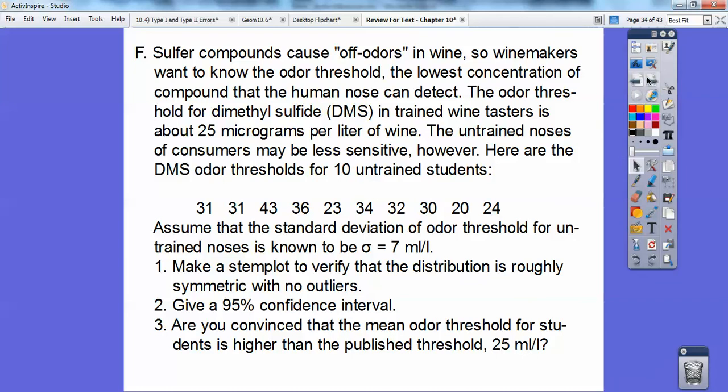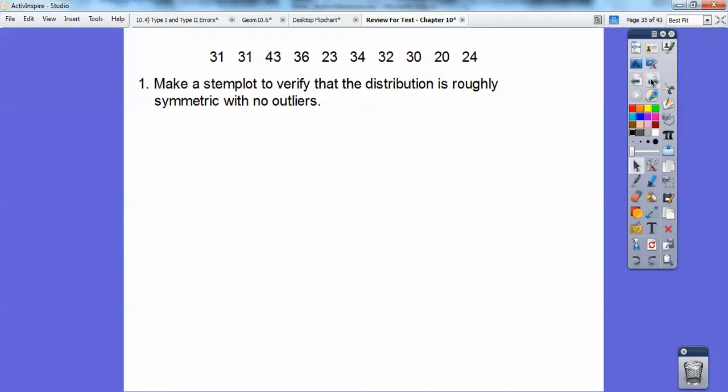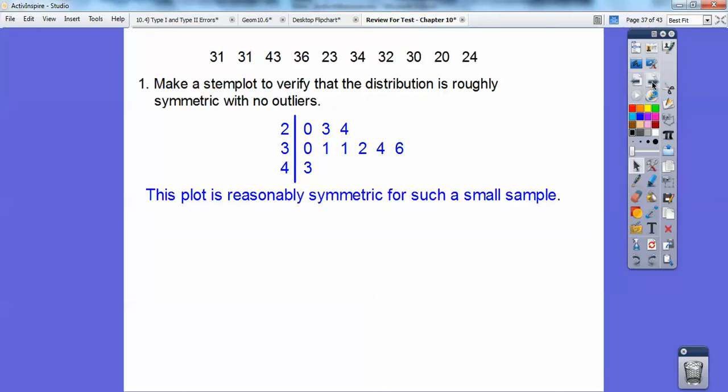Alrighty, so here we go. We're going to make a stem plot to verify this. So I did my 20s, 30s, and 40s right there. Okay, so this stem plot is roughly symmetrical, you guys. I don't see any clear outliers. So they didn't tell me it was normal, so that would be our next step. We'll do more of this in our next chapter with the t-test. We're going to do stem plots a lot, so I just wanted to refresh us on how to do stem plots again, you guys. This plot is reasonably symmetrical even with a small sample.